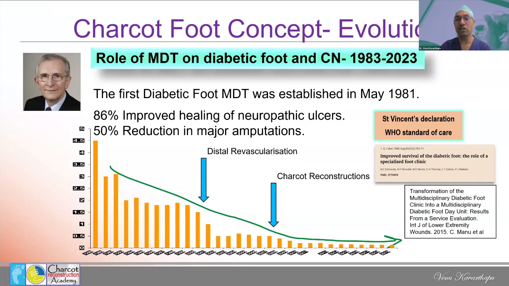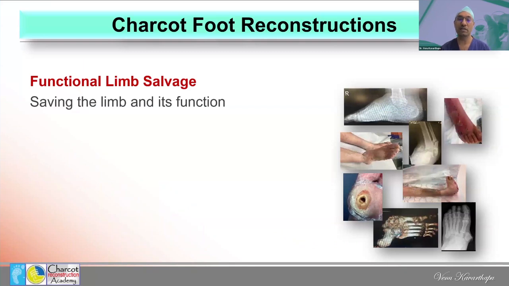But we still don't know fully about the expectations following an amputation or a Charcot foot reconstruction. But let's examine the evidence that we have in front of us. By and large, when we aim to reconstruct a Charcot foot, the aim is not just to save that limb, but you need to retain the function. It has to be a functional limb salvage.